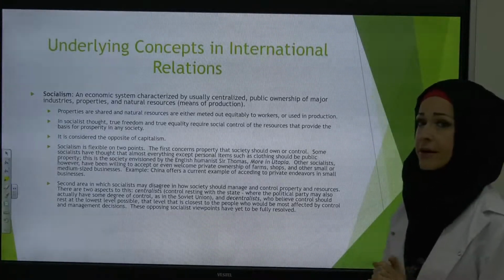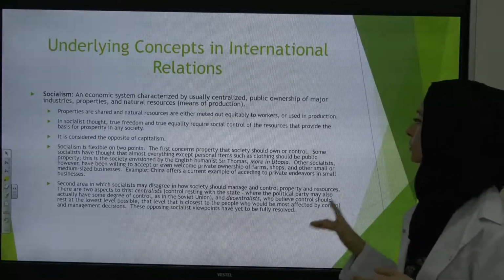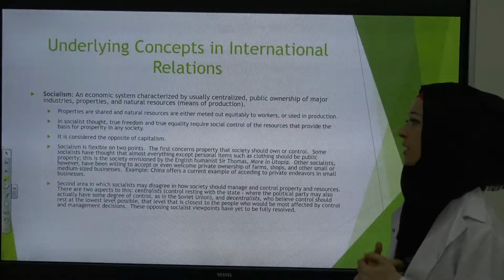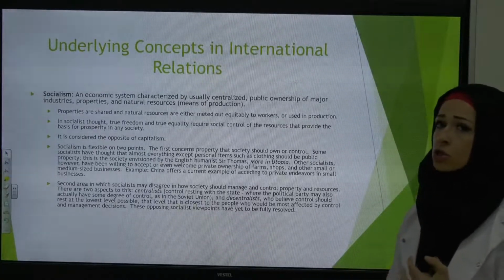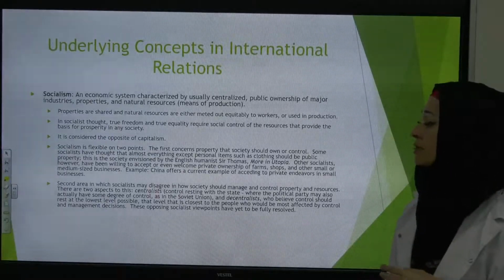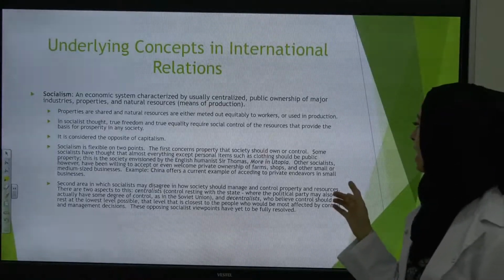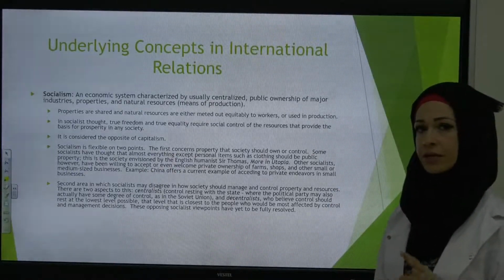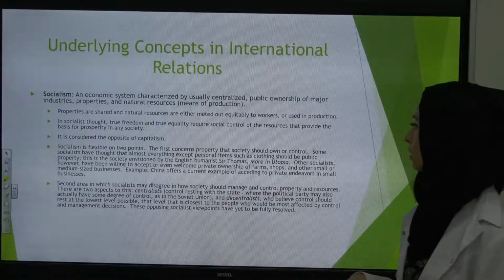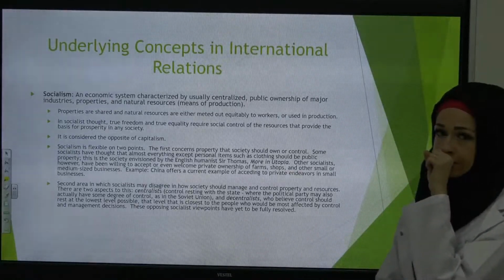Properties are shared and natural resources are either meted out equitably to workers or used in production. Now, socialism is different from communism, but it's branched out from the idea of communism. Now, in socialist thought, true freedom and true equality require what? Social control of the resources that provide the basis for prosperity in any society. So they believe that the state needs to control the resources so that everybody can benefit from it.